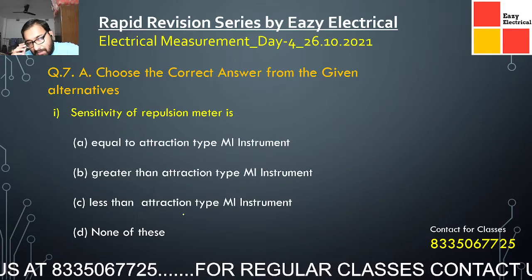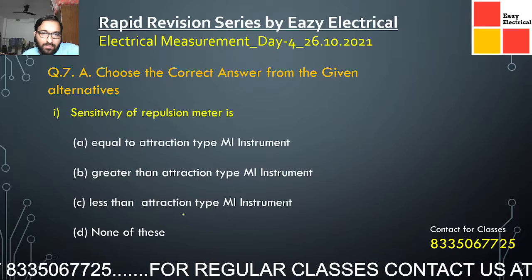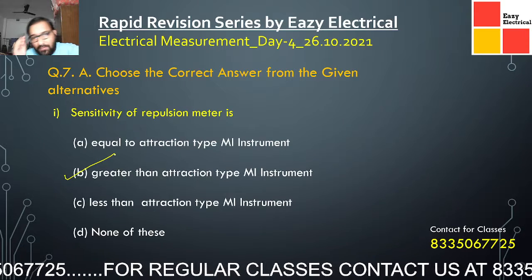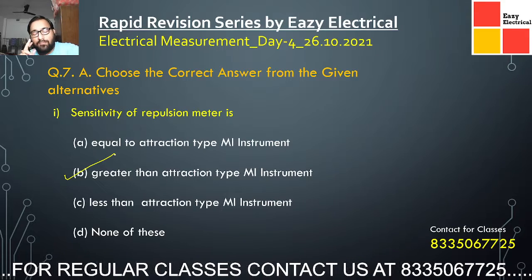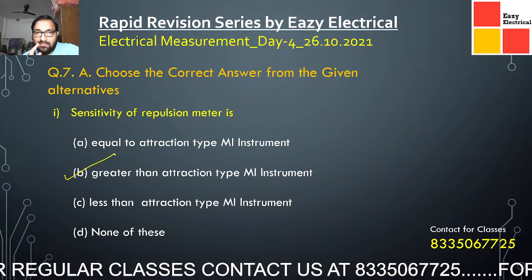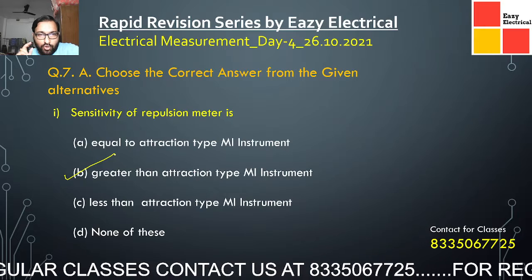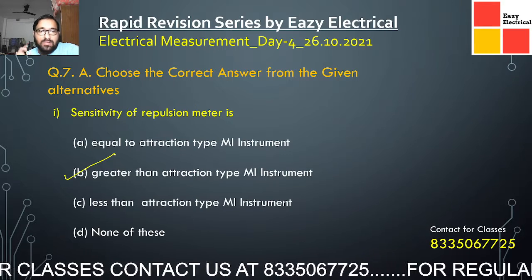Generally, the sensitivity of a repulsion type meter is greater than that of an attraction type meter. You have to keep in mind this short question. In most examinations this is getting asked. So in the case of a repulsion type instrument, the sensitivity is more.